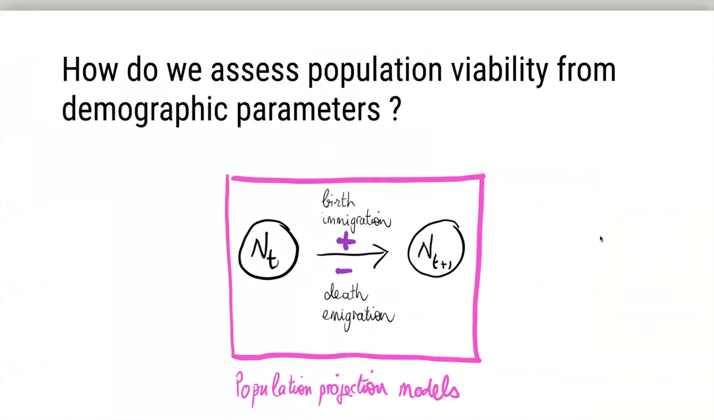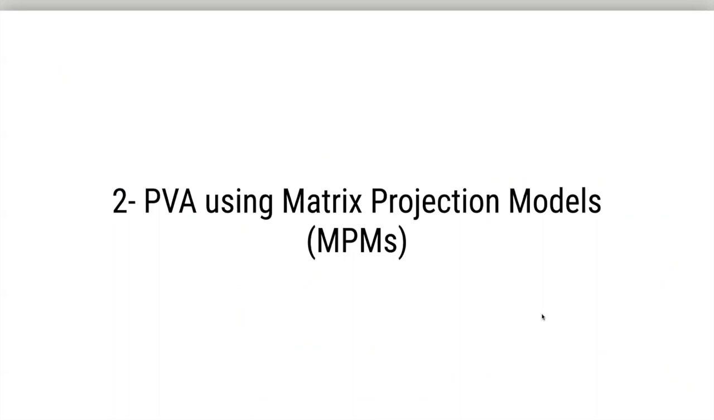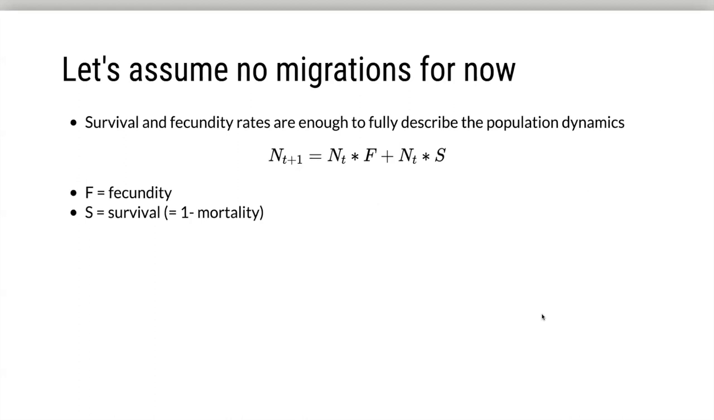So in the second part now, we're going to see how to assess population viability, this time from demographic parameters, so that we gain a better understanding of the mechanistic functioning of the population. We're going to be using matrix population models in this part, so Leslie matrices that you've probably heard of someday. Let's start and assume for now that we have no emigration or immigration in the population. We could write that survival rates and fecundity rates fully describe the population dynamics. So we can write the following equation.